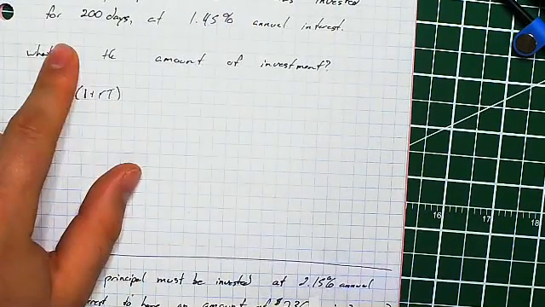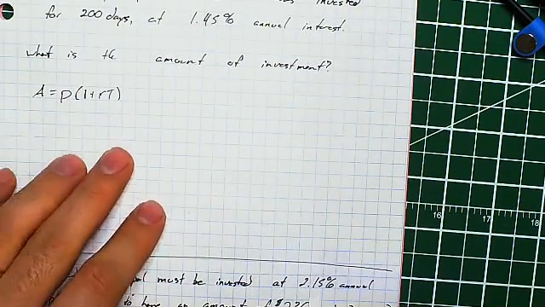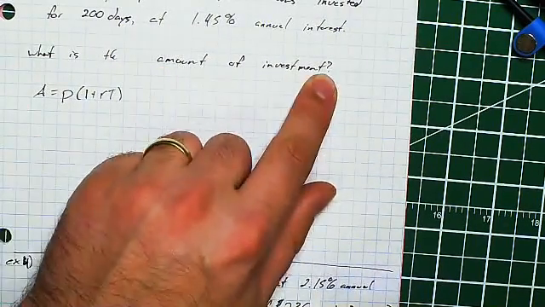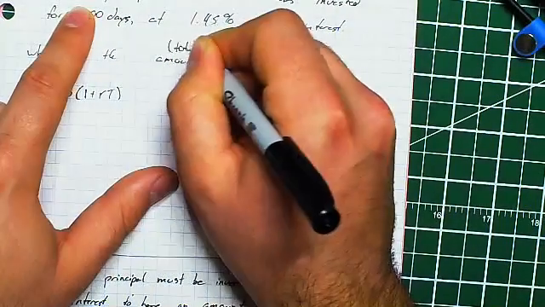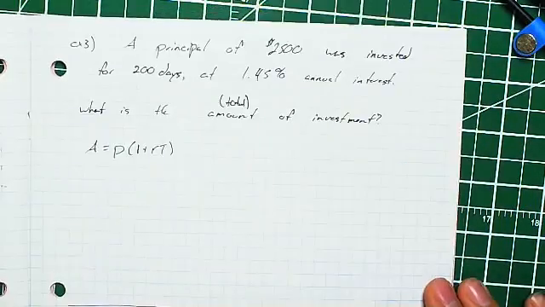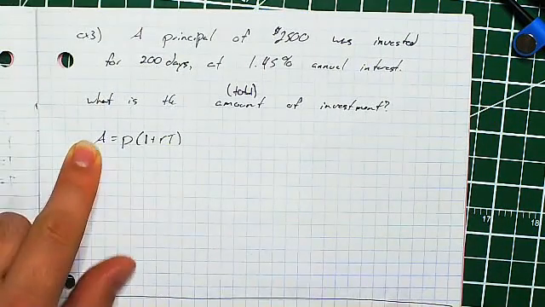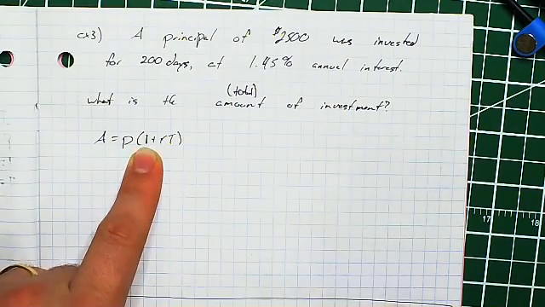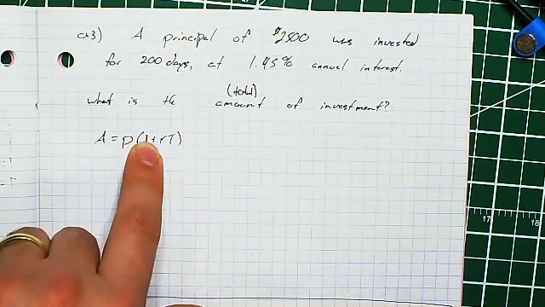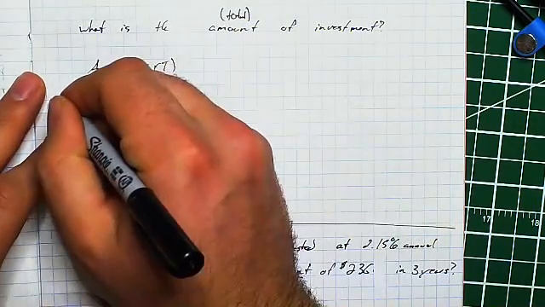So, if you have a principal investment of $2,500 for 200 days at 1.45% annual interest rate, what is the amount of the investment? Basically, what is the total? When you walk away or you pull everything out of the bank, what do you have at the very end? So we use the second formula. A equals P times, that is a 1, very hard to distinguish sometimes between an I, 1 plus R times T.